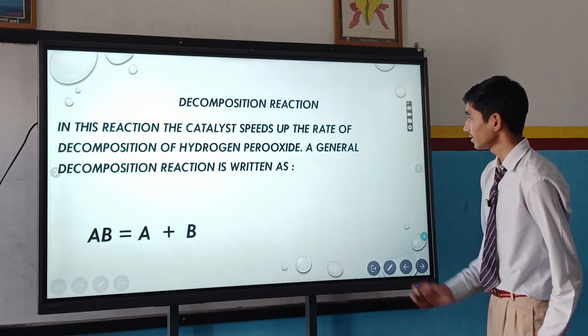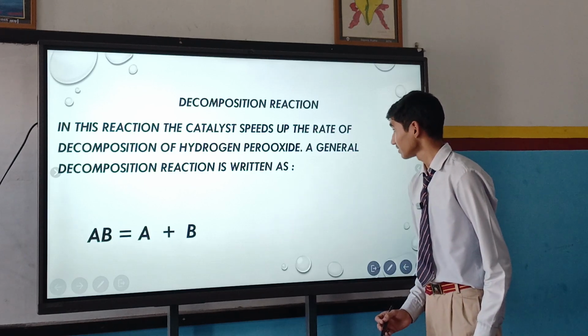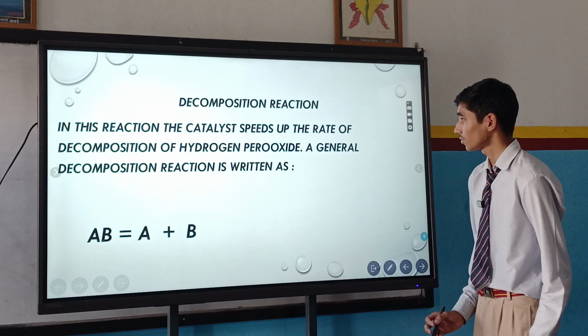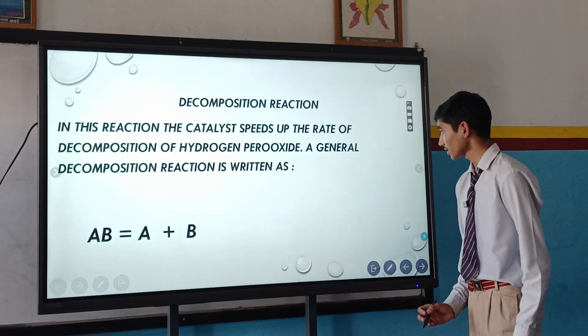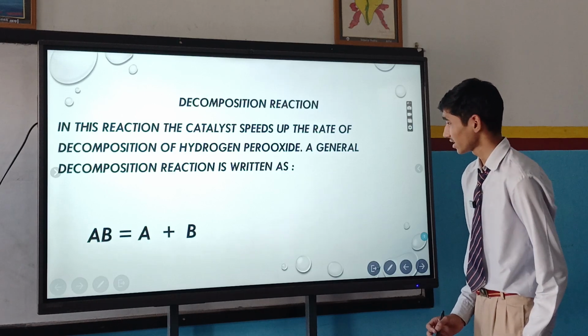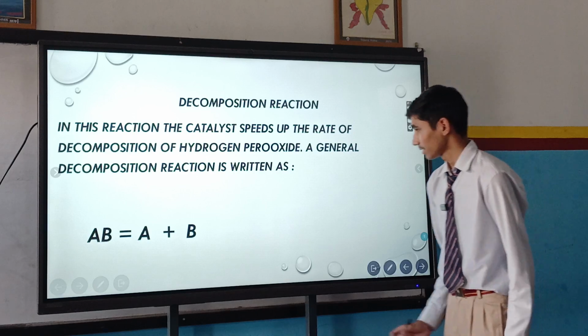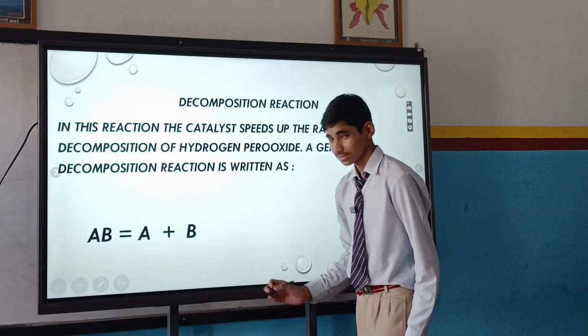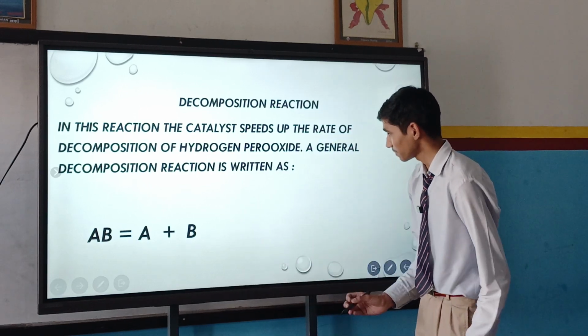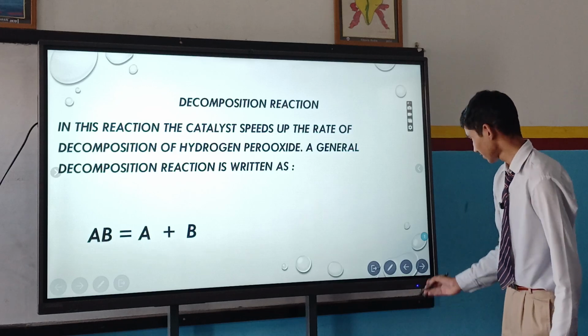Decomposition reaction. In this reaction, the catalyst speeds up the rate of decomposition of hydrogen peroxide. A general decomposition reaction is written as AB is equal to A plus B, meaning the compound splits into two simpler products.